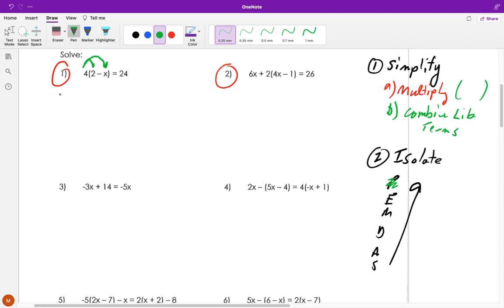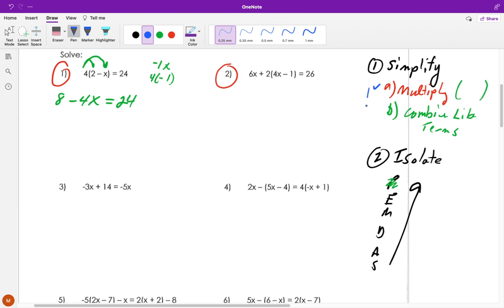Well, 4 times 2, that gives me 8. And 4 times negative x, remember that's a negative 1x. So we multiply the numbers out front. 4 times negative 1 is negative 4, so it's negative 4x. So now after I do that part of the simplifying, I look to see, okay, is there any like terms for me to combine? There's not. I have a constant, I have an x, they're not like terms.